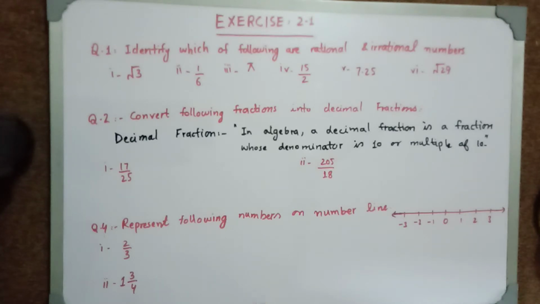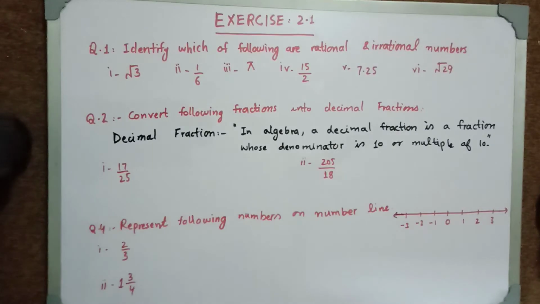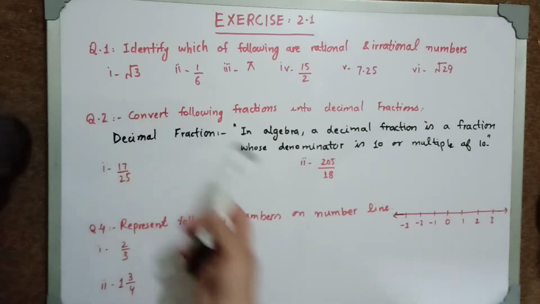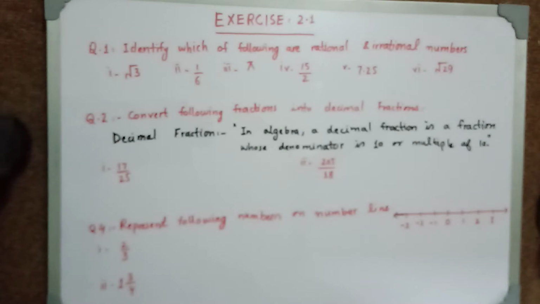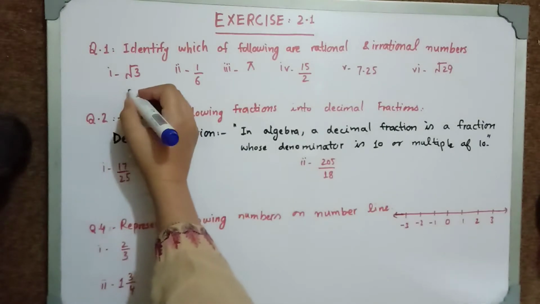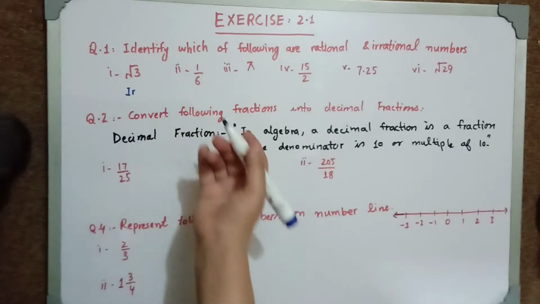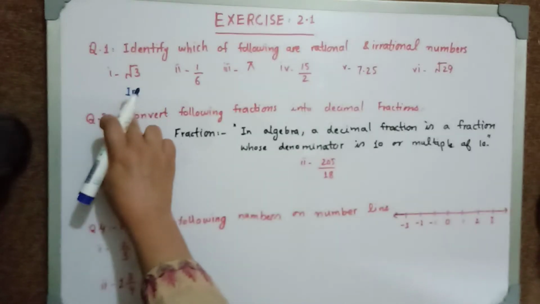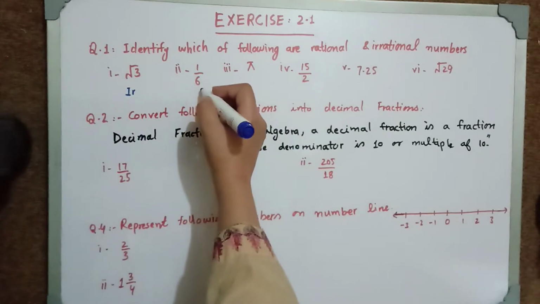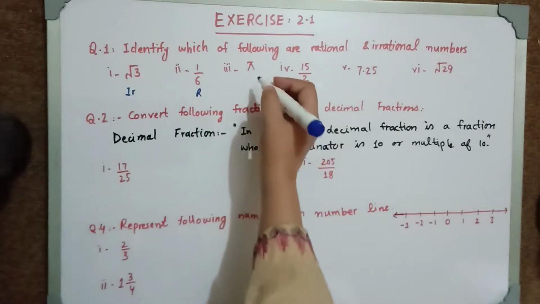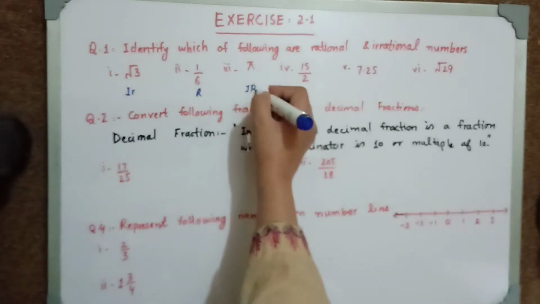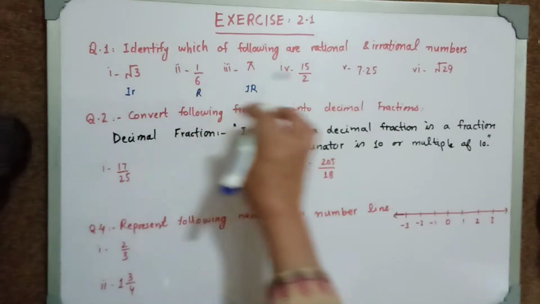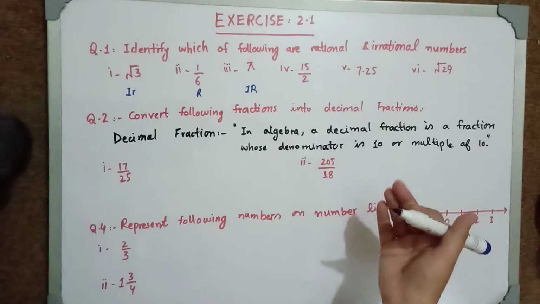Now let's start question number 1 of exercise 2.1, which states: identify which of the following are irrational numbers. Okay, so the first number is square root of 3. Which number is it? It is an irrational number, right? So you just need to tell which number it is. I'm shortly writing irrational number as IR. And 1 over 6 is a rational number, right? Again, pi is an irrational number. Likewise, you will identify all of the numbers, whether they are rational numbers or irrational numbers.